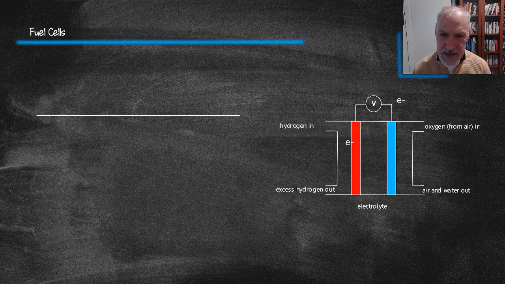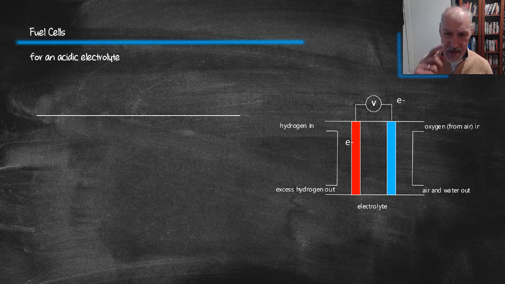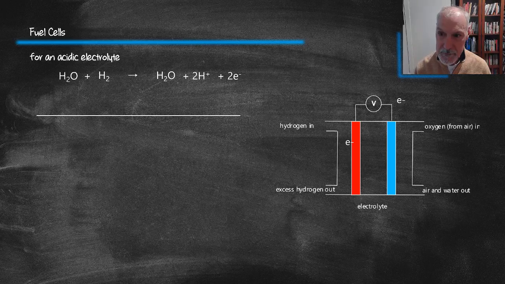Let's look a little bit more in detail at the reactions that are going on. First off, for an acidic electrolyte, in this particular case, we have the hydrogen being converted into water. The first thing I'm going to do here is balance the oxygens by adding water to both sides. That now balances the oxygens. Being in an acidic electrolyte, I can now add H+ to the other side to balance the hydrogens. Now I'll balance the charges by contributing 2 electrons. I can cancel out the waters at this point, giving me the overall reaction.